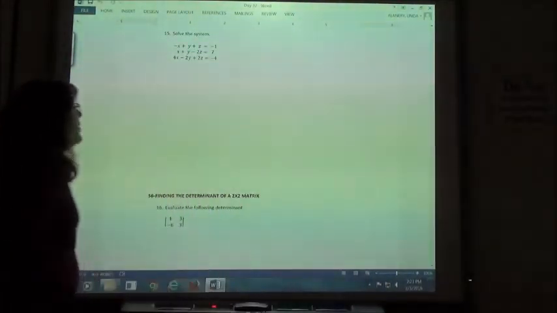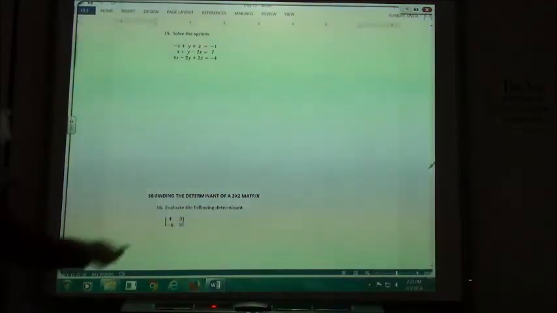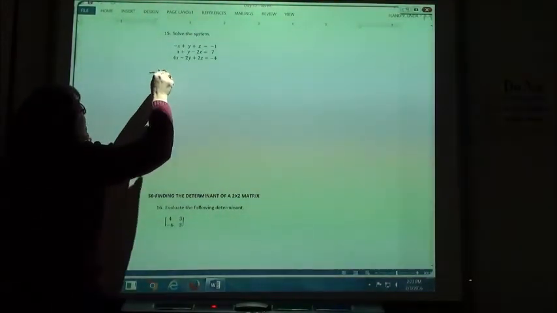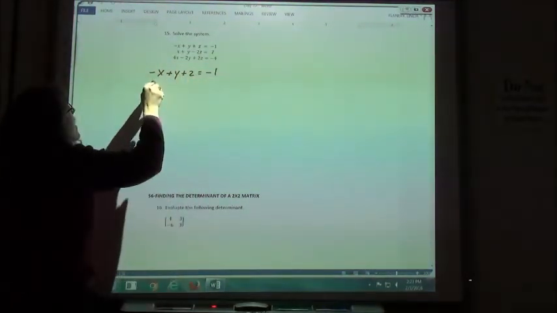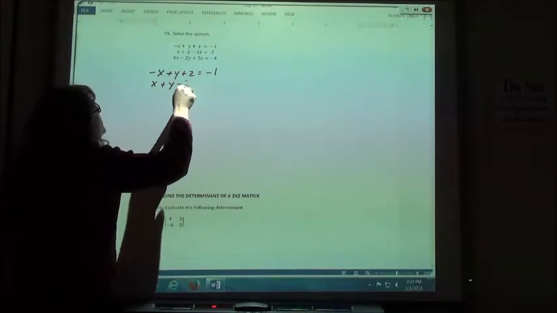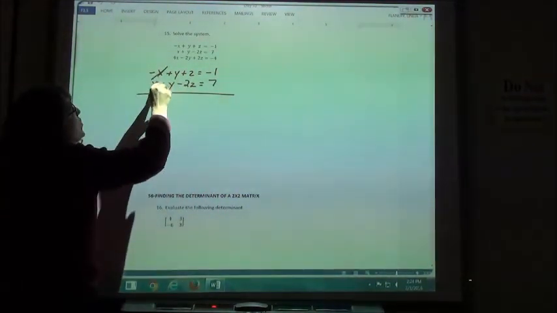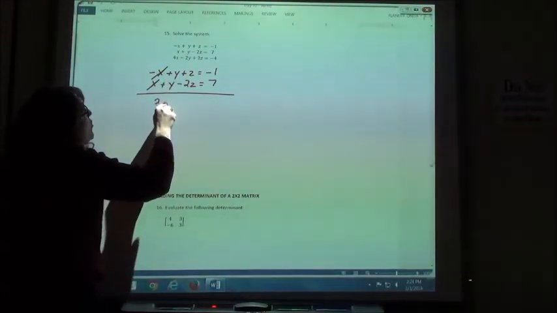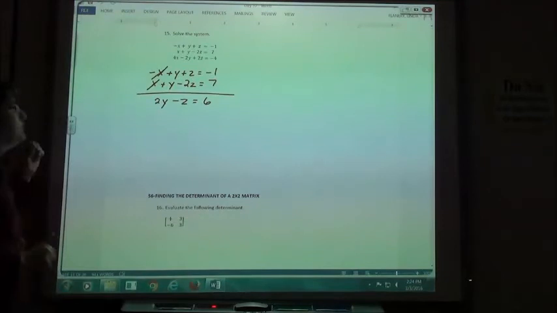Again, I'm solving my 3 by 3 system of equations. If I look at my top two equations, the x's are already opposite, so I'm going to go ahead and get rid of the x's. So I have negative x plus y plus z equals negative 1. I have x plus y minus 2z equals 7. Adding those together, the x's will cancel, so I get 2y minus z equals 6.